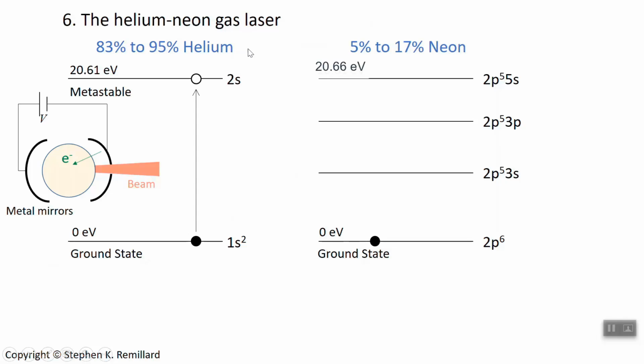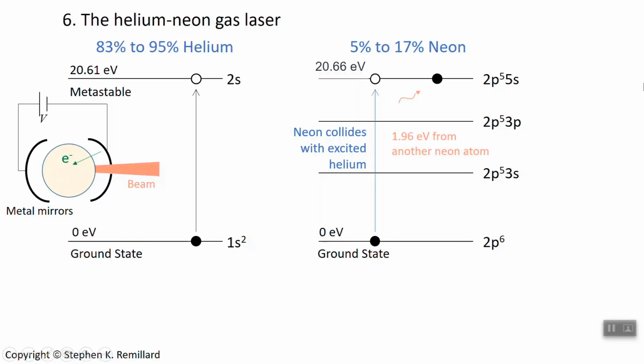So if all of these neon atoms in the gas are in the ground state, and a neon atom collides with a helium atom, the helium atom can give up its energy. This 2s electron goes back down to the ground state, and it excites this ground state 2p6 electron in the neon up to the 2p5 5s state. 2p is the subshell that is filled when neon is in the ground state. So now we have an excited neon with an electron way up here in this subshell, and that electron will stay up there for a little while.